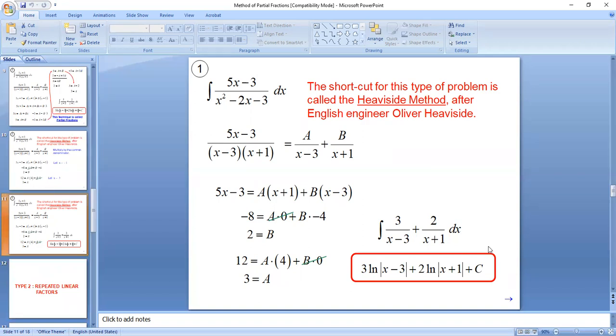Okay? So you're done with type 1. That is, your fraction is composed of a denominator consisting of linear factors. Type 2 is repeated linear factor and type 3 is prime quadratic factor, which we will discuss next meeting. Now, do you have any questions?